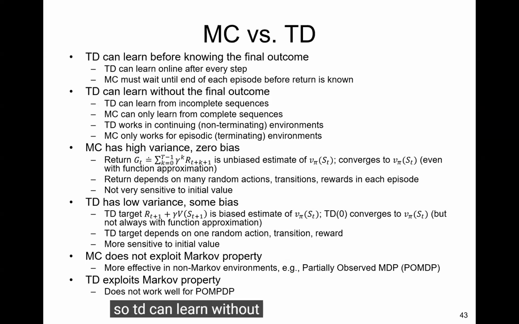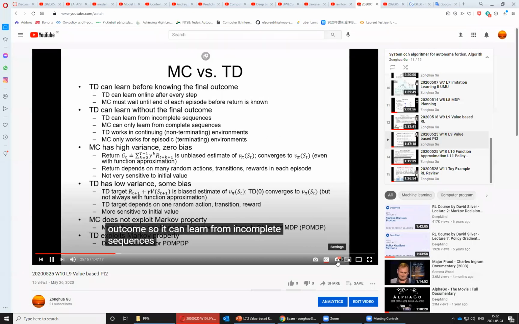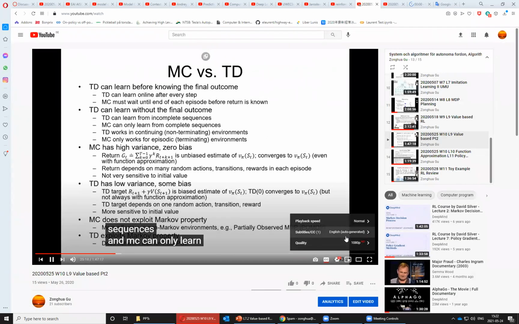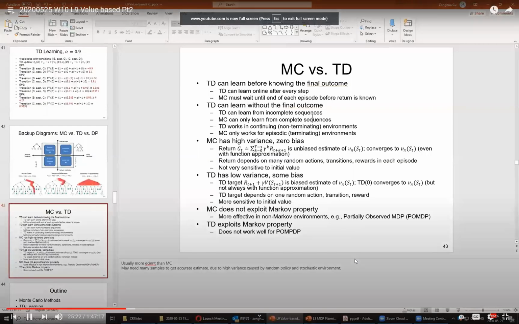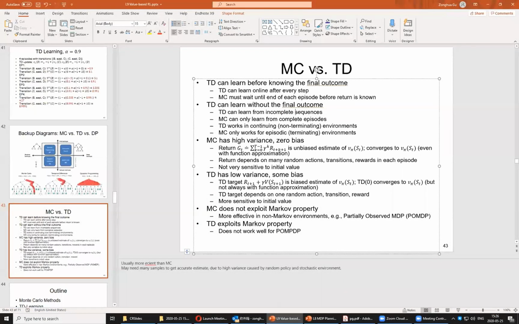TD can learn without the final outcome, so it can learn from incomplete sequences. And MC can only learn from complete sequences, so incomplete episodes, really. And TD works in a continuing, that is non-terminating, environment, whereas MC only works for episodic environments.